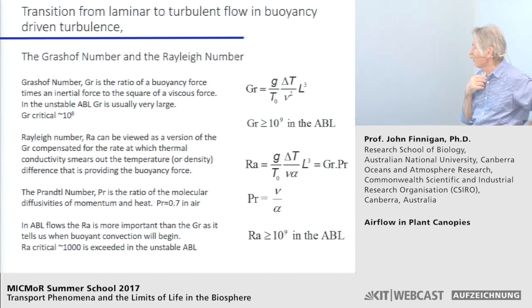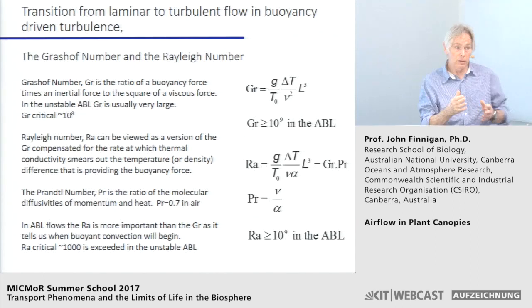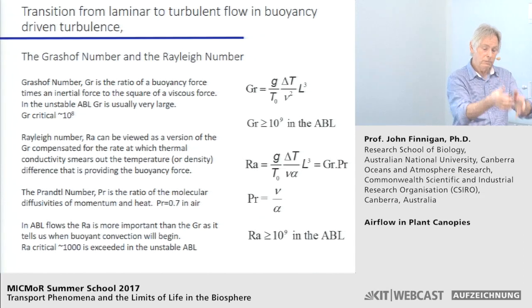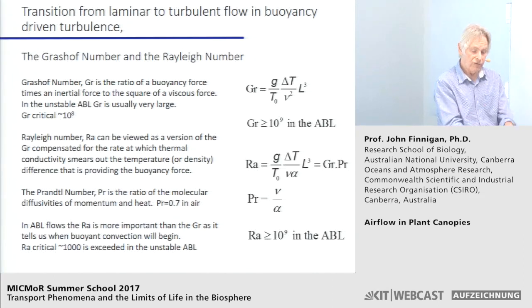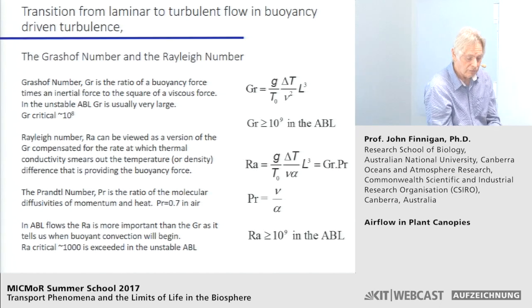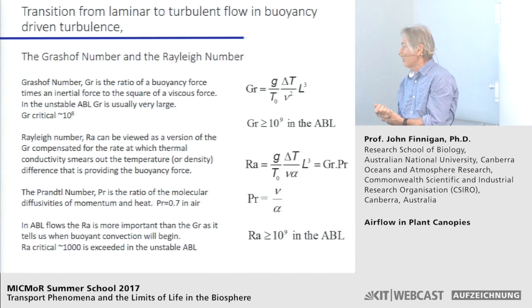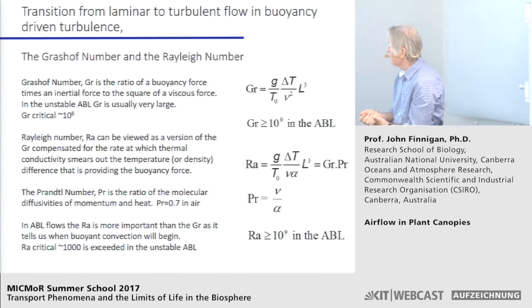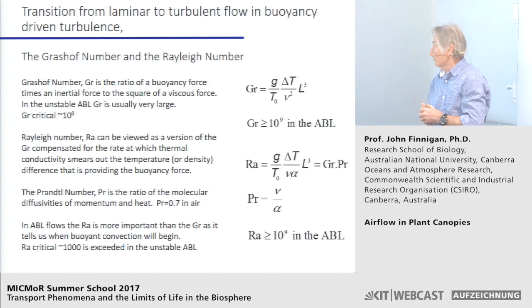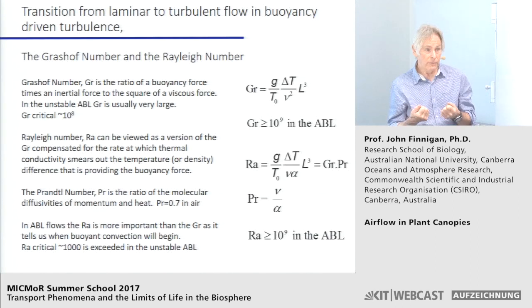I won't go through the derivation of this, except to say that the critical Grashof number, where the flow will go from laminar to turbulent, let's say you had a vertical plate and you heated it, and you let the turbulence build up around it, is about 10 to the 8. Grashof numbers in the atmosphere are typically 10 to the 9 or more, but the more important number is the Rayleigh number.